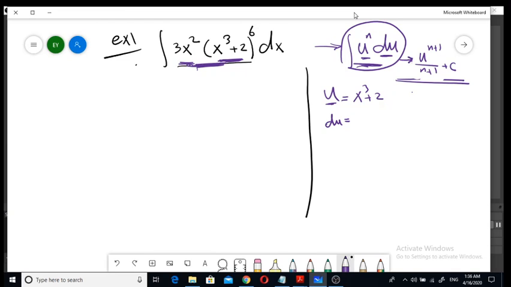So easily we can find the derivative of u. The derivative will be 3x squared. The derivative of u is du, and it's equivalent to 3x squared. So if we make u x cubed plus 2, then du should be 3x squared. So we are going to replace x cubed plus 2 by u.